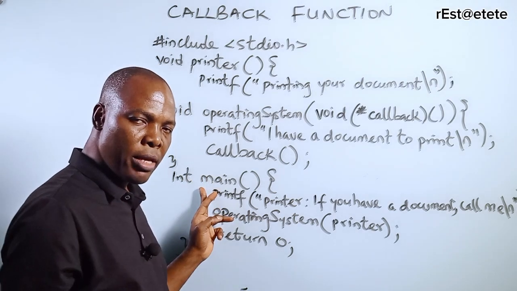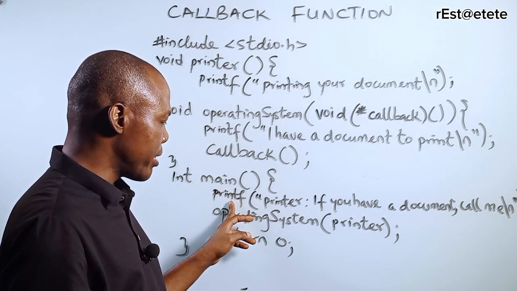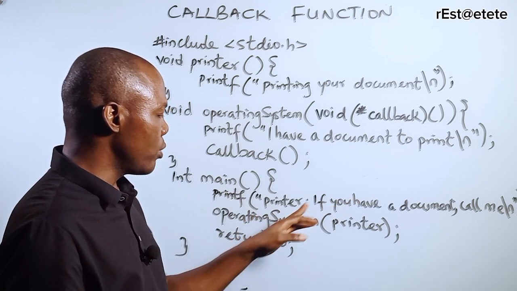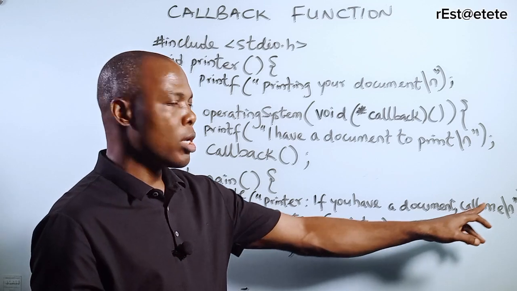So you come into the main because this is the starting point. Then it will encounter this printf. So it will print out this on the wall, print on the screen. Printer, if you have a document, call me.